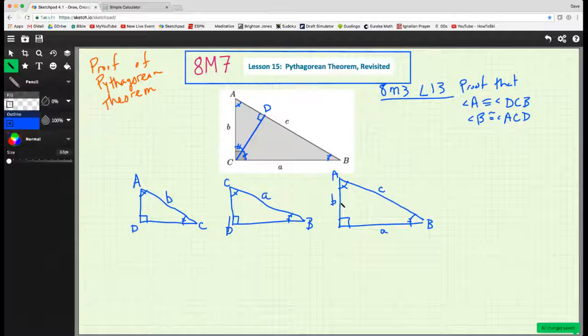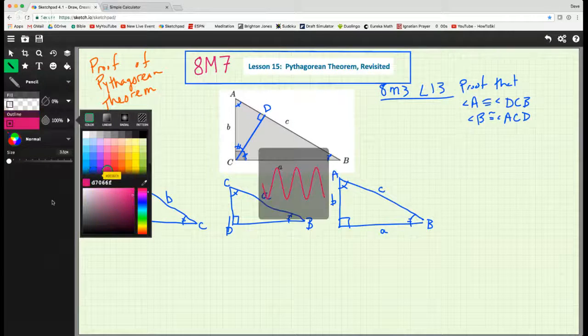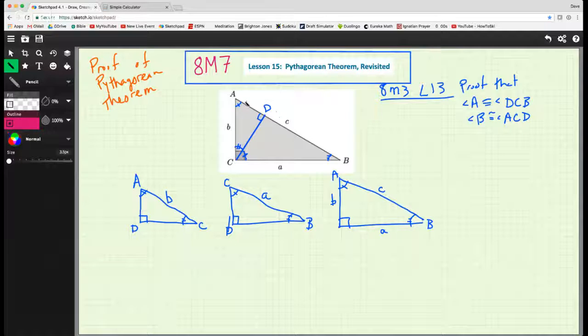Now I'm going to use the properties of similar triangles to show you something very interesting. But the first thing I'm going to do is label two more sides, and I'm going to use a different color here. So I'm going to say that this whole side here is C. Right? That whole side is C. But I'm going to call this side here X.